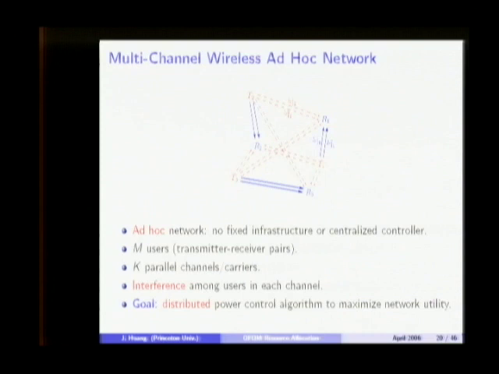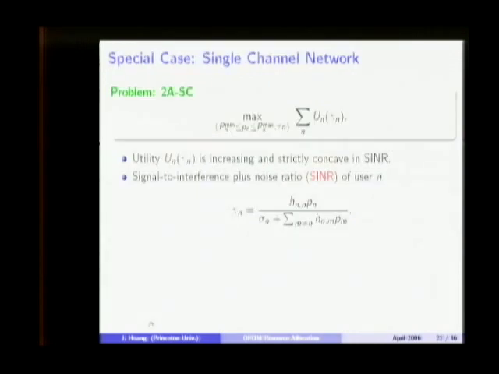So the goal here is to design a distributed power control algorithm to maximize the network utility. To simplify the problem and gain intuition, first let's consider a simple problem where there is only a single channel in the network. So there is still interference, but a single channel. And we'll see how we deal with this problem. And later we'll put back the multi-channel aspect.